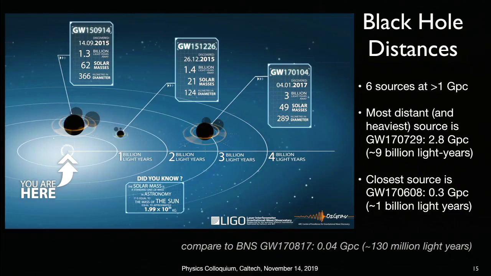The other thing we can look at is the distribution of distances. Again, we only have a statistic of 10, so it's early to make distributions. But we now have 6 sources that are farther away than 1 gigaparsec. The most distant source is at 3 gigaparsec. The closest one is 0.3 gigaparsec. So the distances are all on the order of the gigaparsec level, to be compared to the BNS, which was at 0.04 gigaparsec, so 130 million light years. That's a much closer source. We can see that far because in a binary black hole, more energy in gravitational waves is produced.